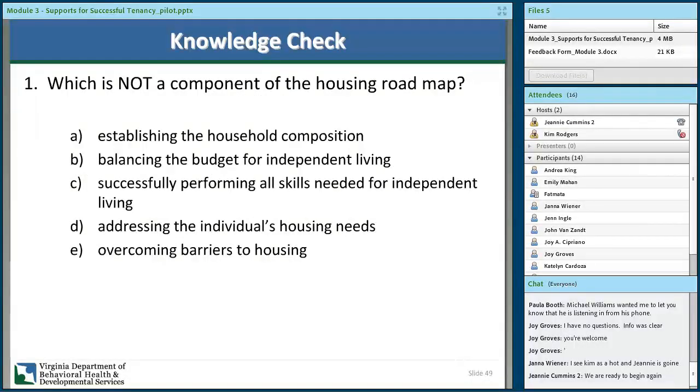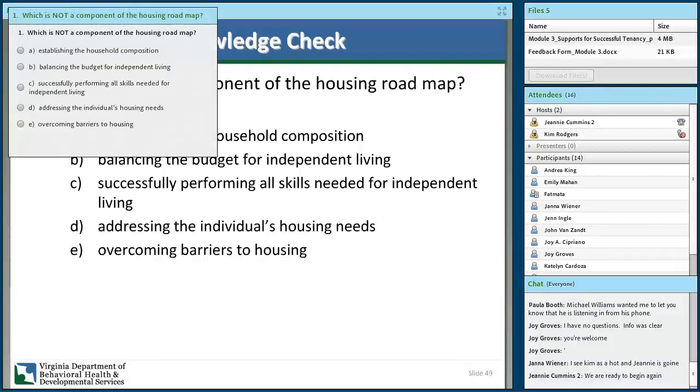All right, we have hit our knowledge check. So let's review the key concepts for developing a housing roadmap. Again, we're going to put up some polling questions here. We ask you to click on the answer that best represents your response.